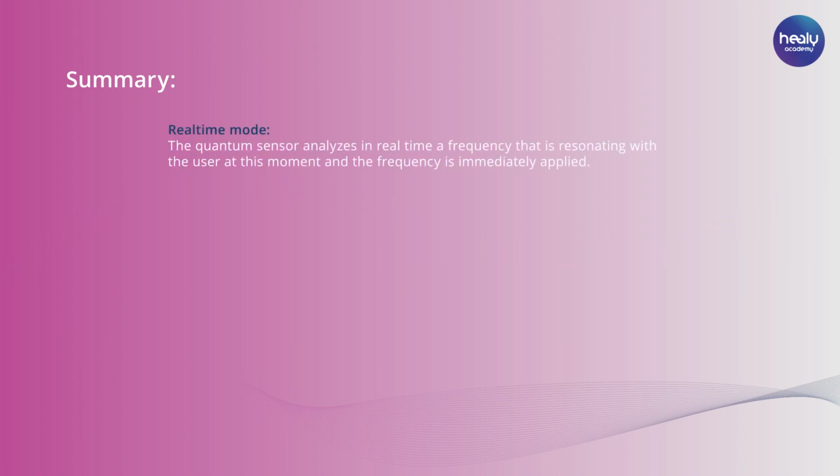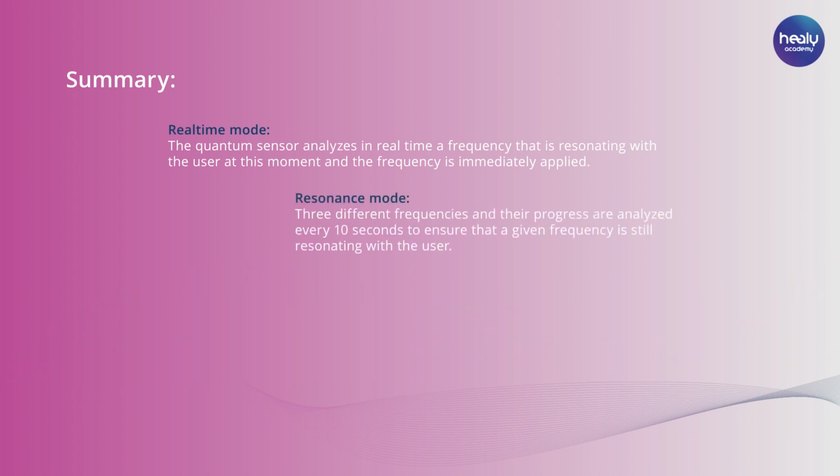Here is a brief summary of the 3 different Healy IMF program modes. Real-time mode. The quantum sensor analyzes in real time a frequency that is resonating with the user at this moment, and the frequency is immediately applied. Resonance mode. 3 different frequencies and their progress are analyzed every 10 seconds to ensure that a given frequency is still resonating with the user.